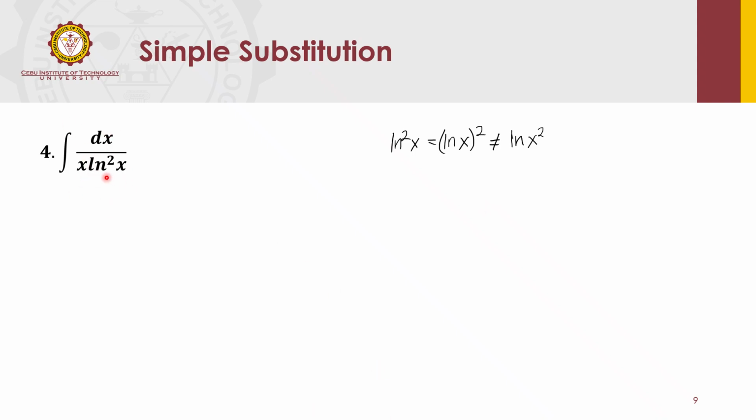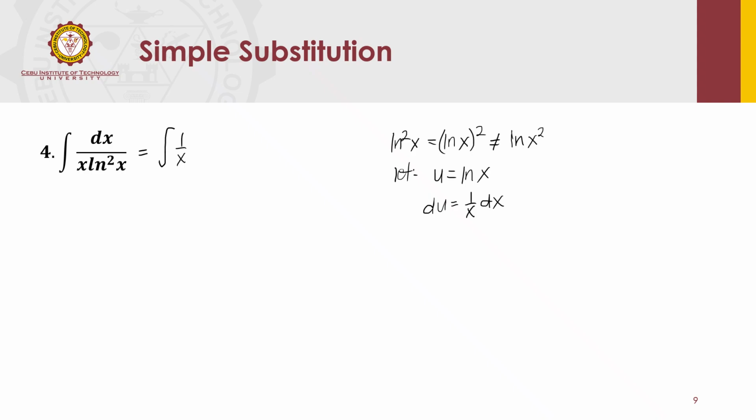Okay, therefore, we let ln of x be the u, so that we can write this as u squared. Because its derivative, the differential, is 1 over x times dx, which is present in your integrand actually. So it's 1 over x.